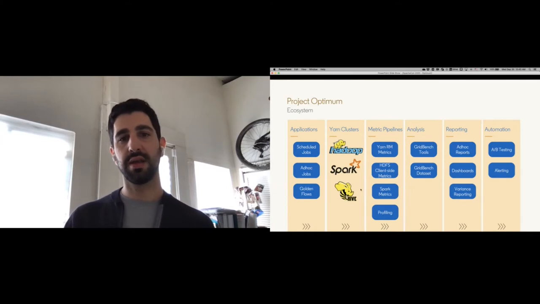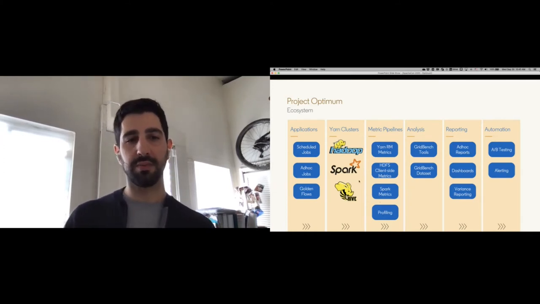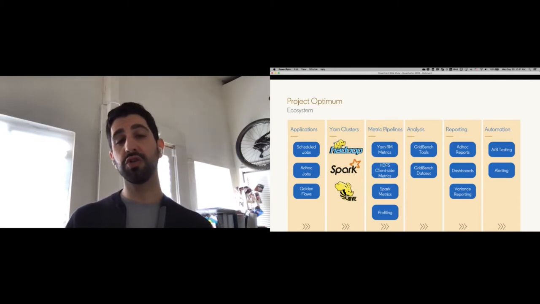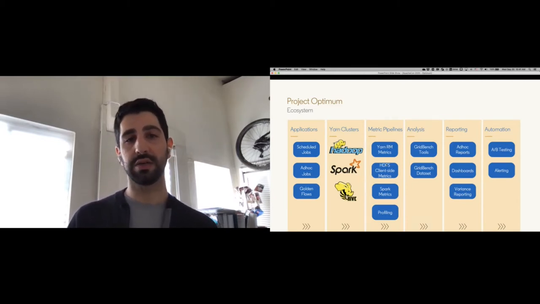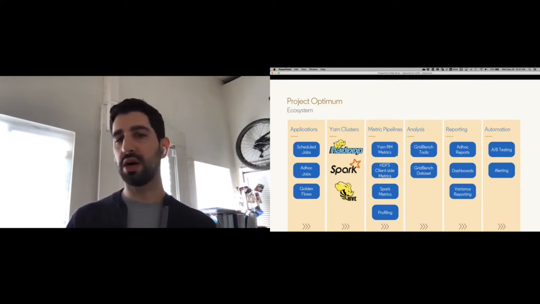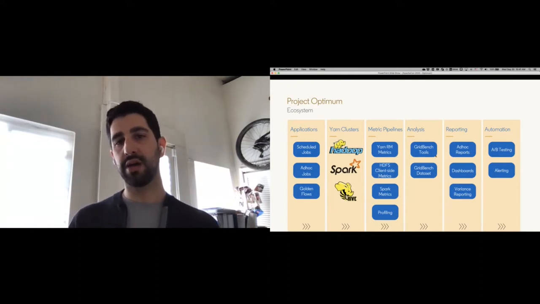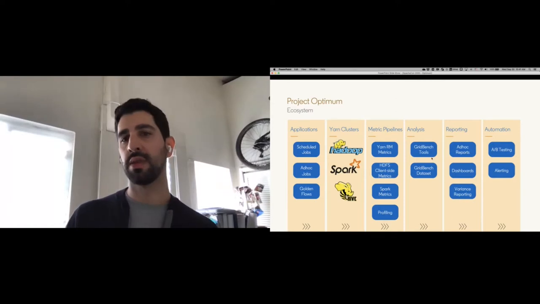and so on, and then those are basically emitting metrics, different types of metrics, that we later use in order to analyze performance. So think of it as YARN resource manager metrics. We have HDFS client-side metrics, Spark metrics, and also CPU profiling. All of those are persisted and provided to the analysis layer where the GridBench data set comes in, and we'll talk about GridBench later. This is kind of the main topic of this session.